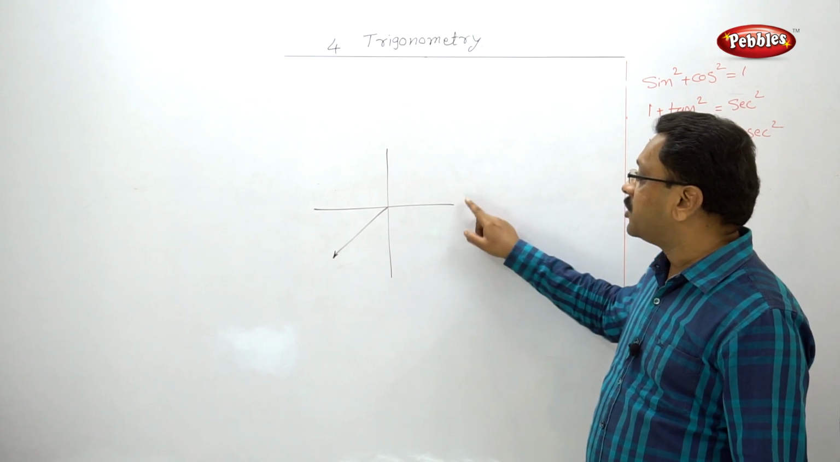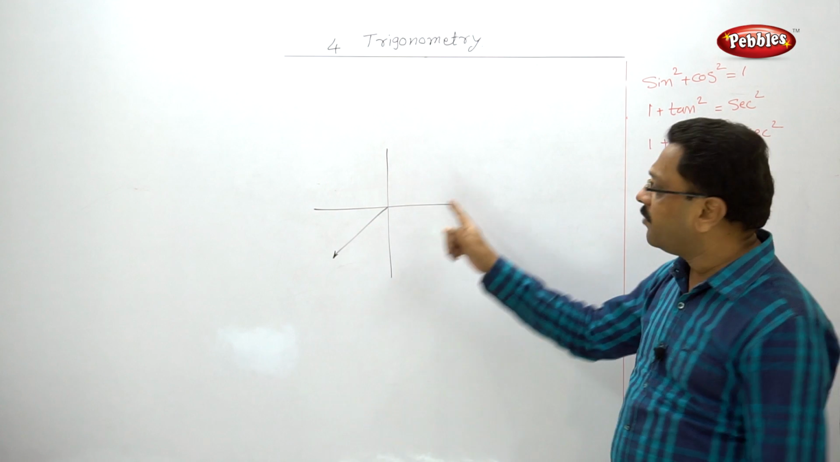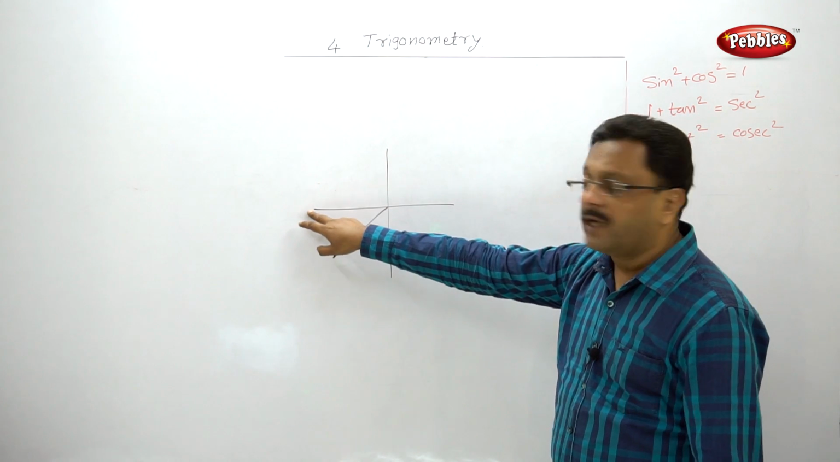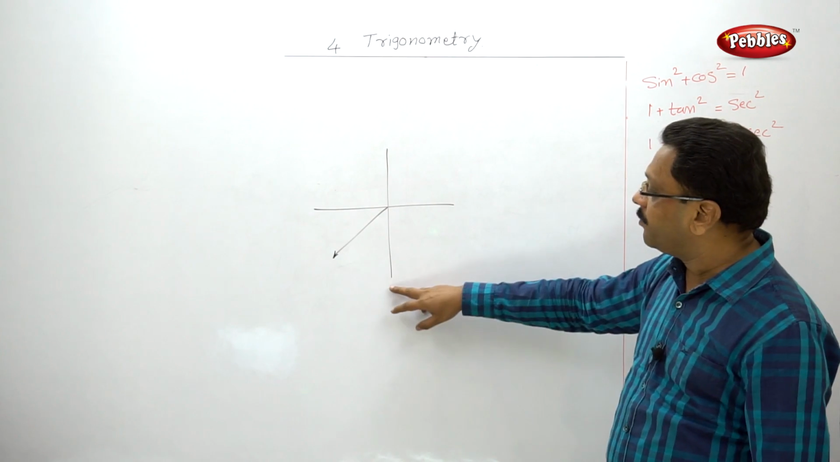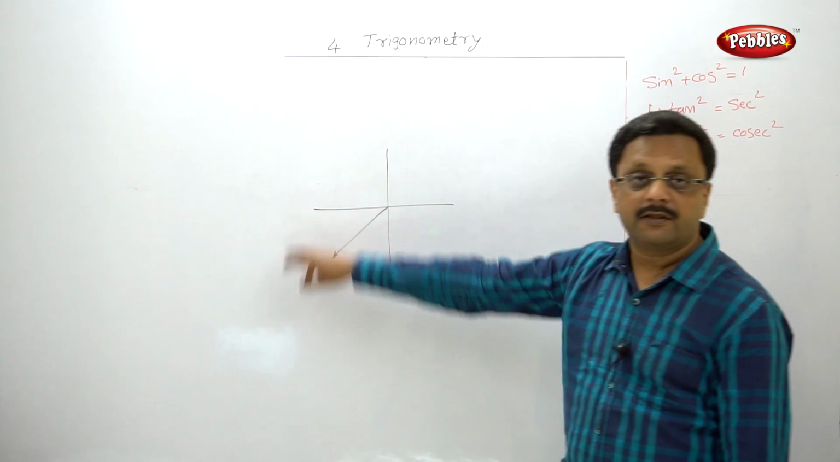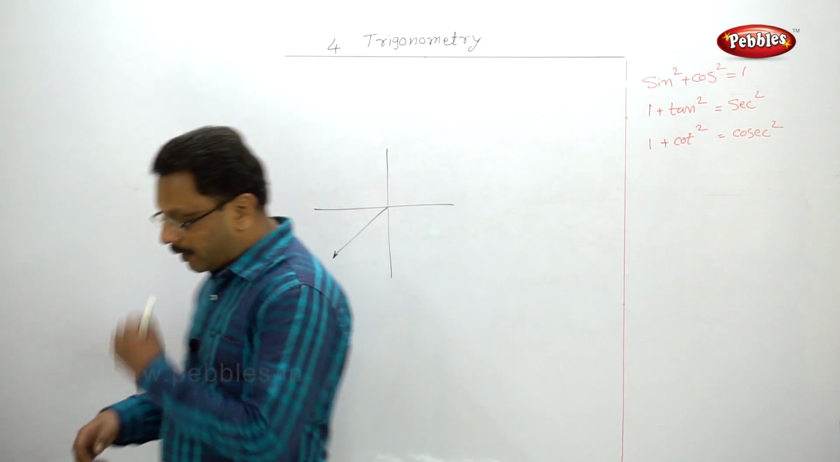So if the angle is starting from 0 degrees, it can be positive, it can be negative. If it is positive, it will lie between 180 degrees to 270 degrees. If it is negative, it will lie between minus 90 to minus 180 degrees. Okay, very simple. Let us see one more.